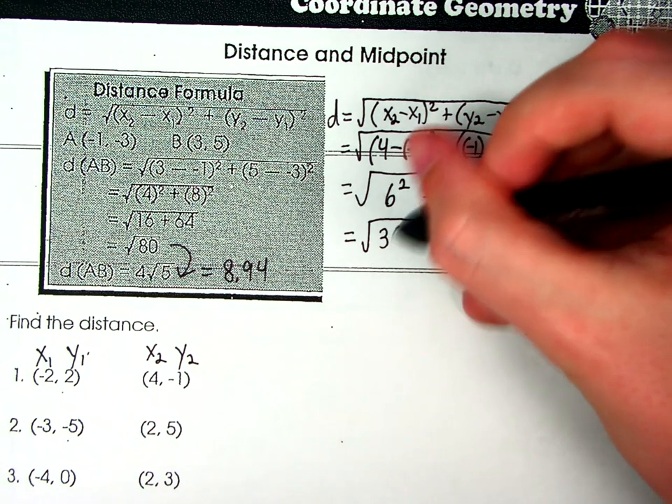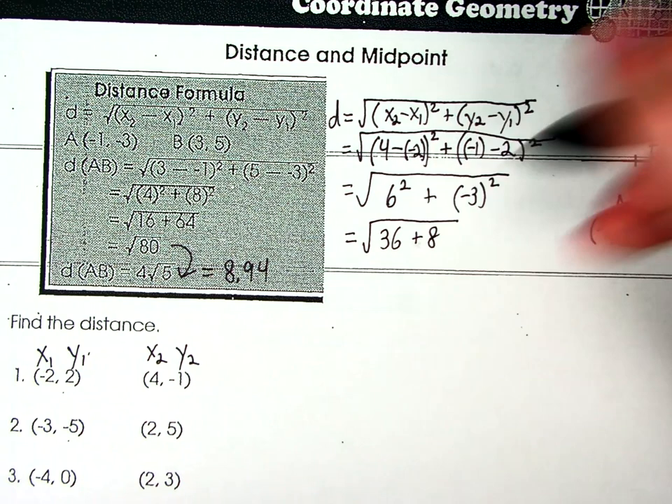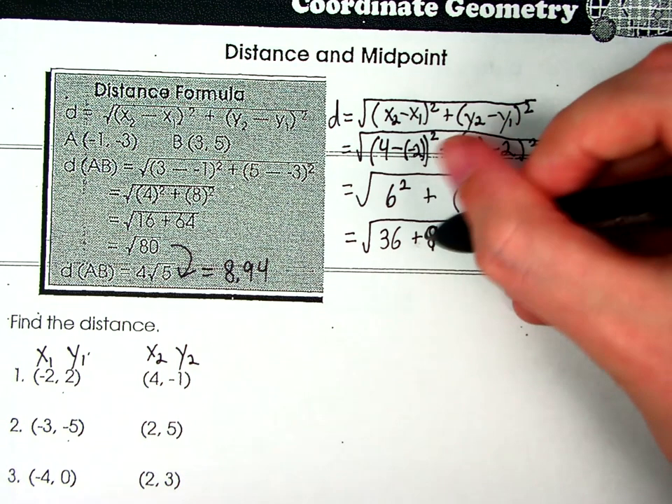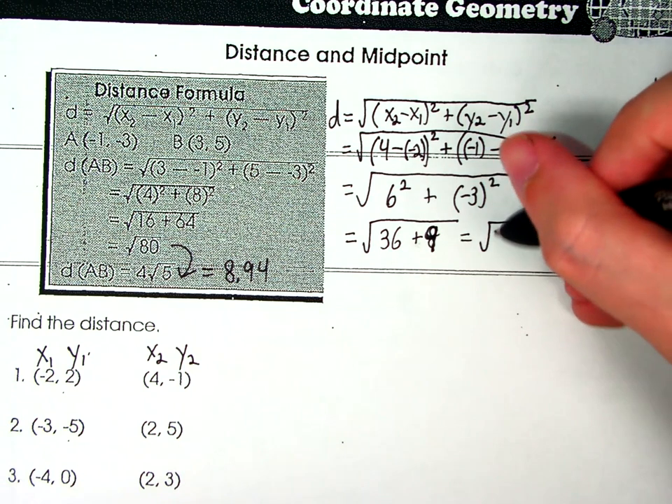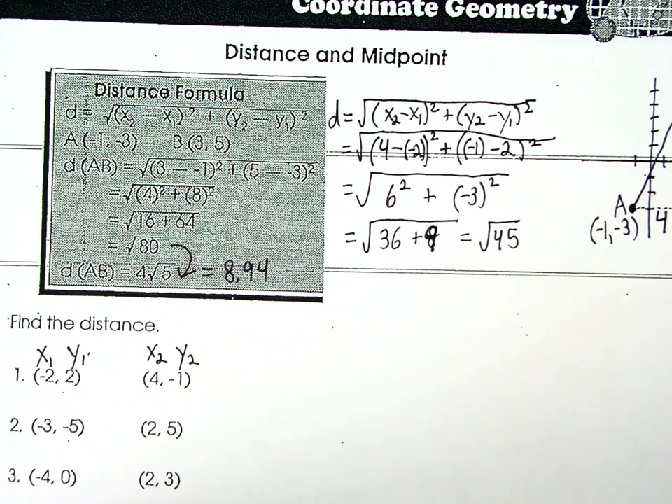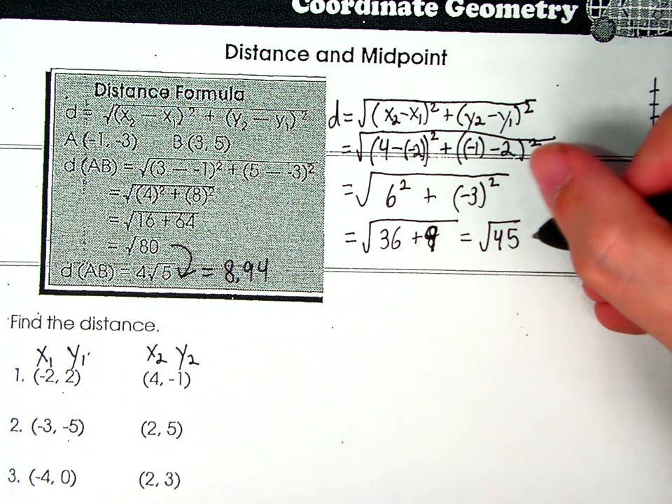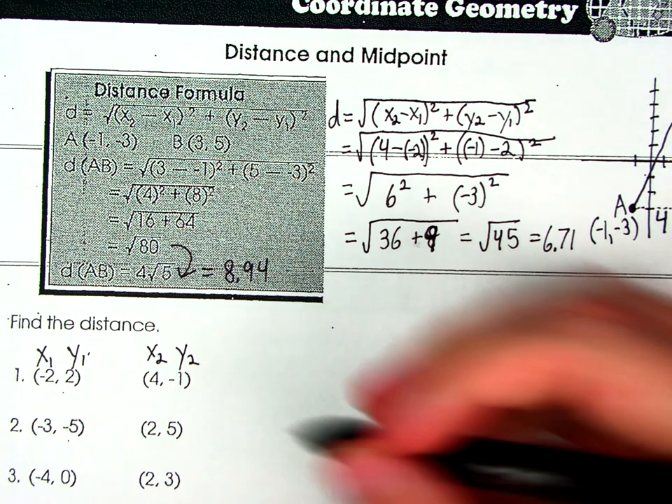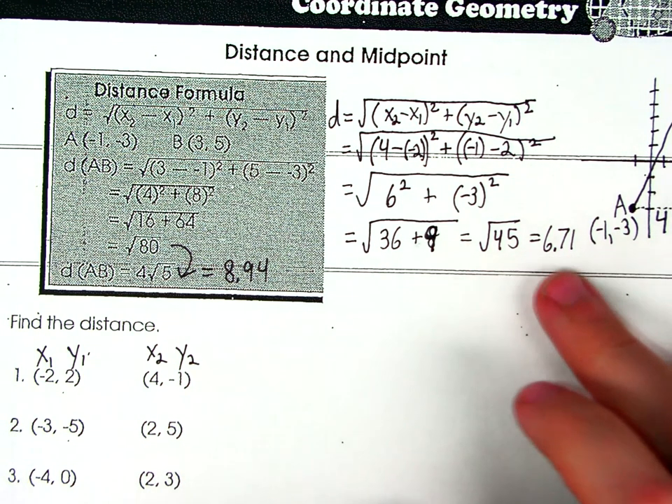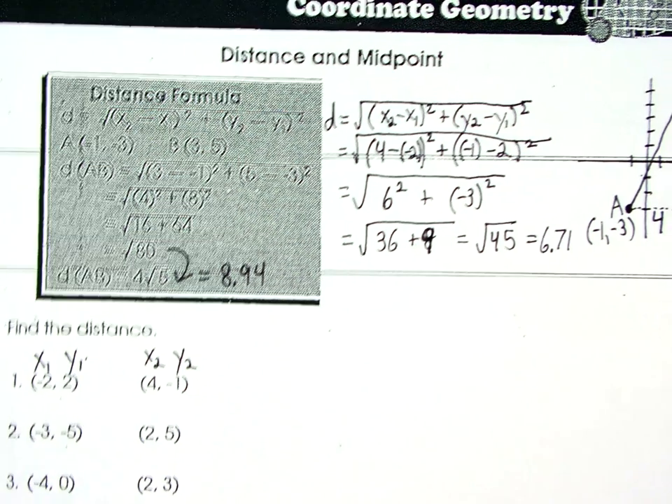We'll get 36 plus 9 as our answer here, which equals the square root of 45. 36 plus 9 is 45. And the square root of 45 is 6.7 for us, or 6.71. This is the sort of work I was expecting you would be doing.